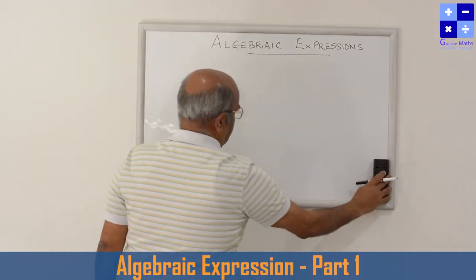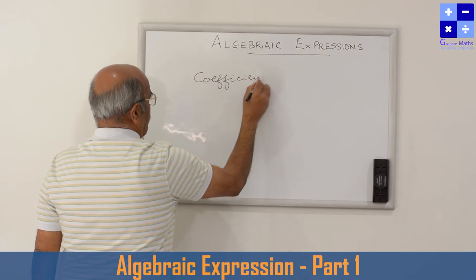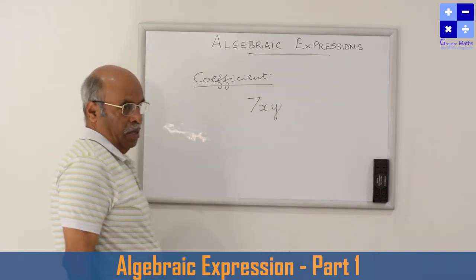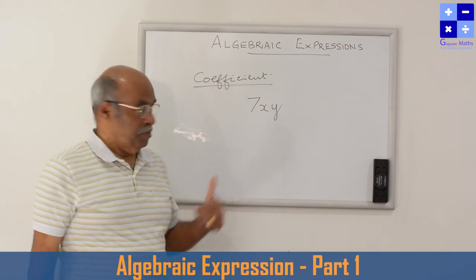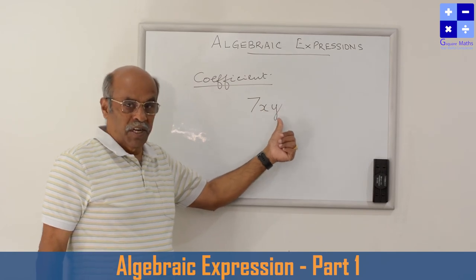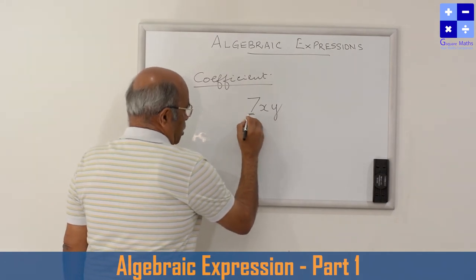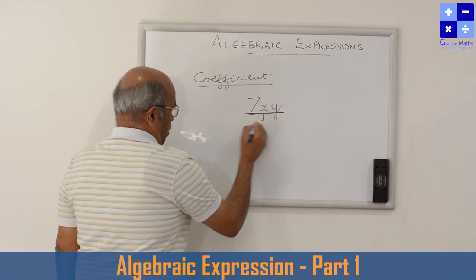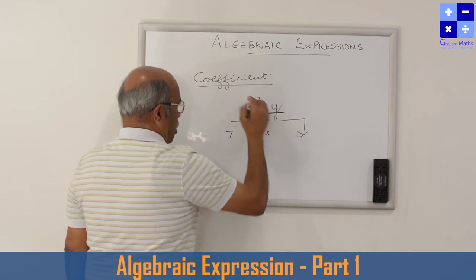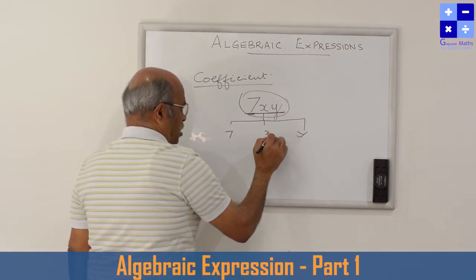Now what is the coefficient? 7xy is only one term. Seven is a constant. X is a variable. Y is a variable. Here seven is the numeric. See this, there are three factors. Seven is a factor. X is a factor. Y is a factor. In this algebraic expression, there are three factors: 7, x and y.